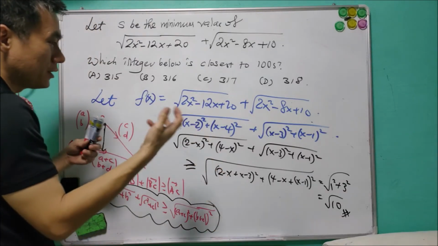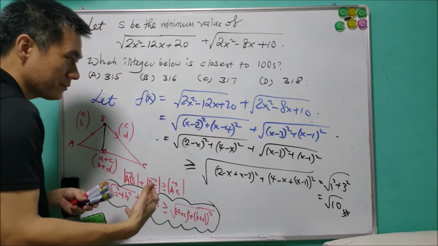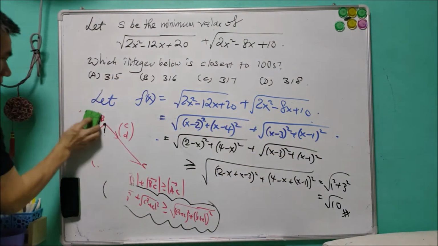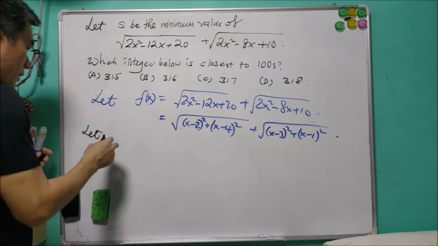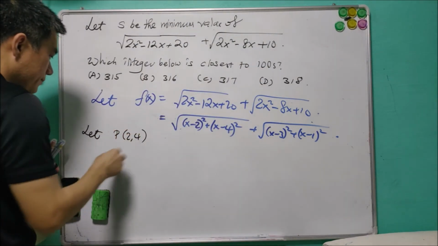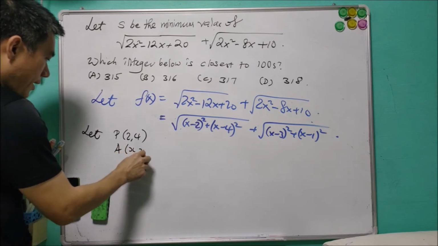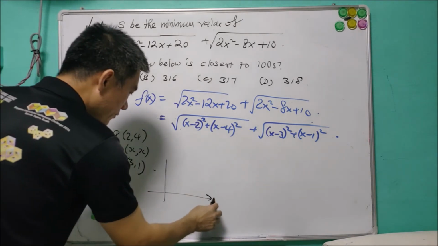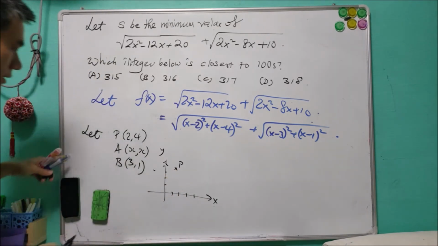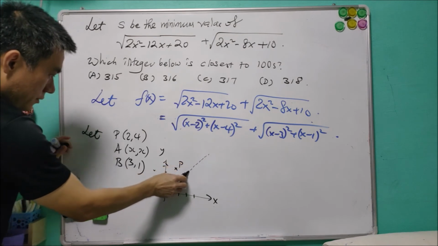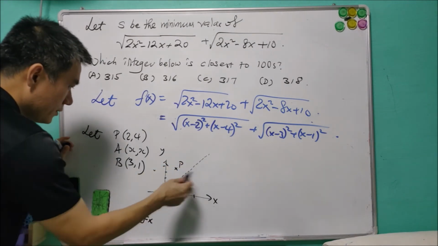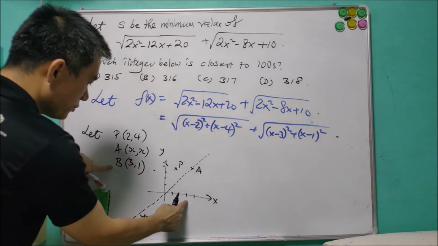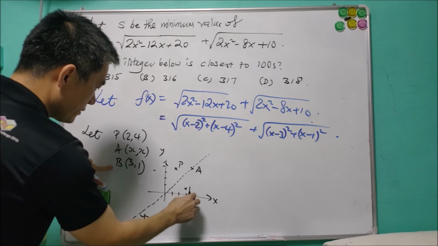Now we are going back to method 1 again, using coordinate geometry to show that the answer indeed is equal to the square root of 10. I'll let P be (2, 4), A be (x, x), and B be (3, 1). This will be the graph. (2, 4) is somewhere here, that is P. A is on the straight line y equals x, so this is somewhere here, this is A. And B is (3, 1), so this is B.